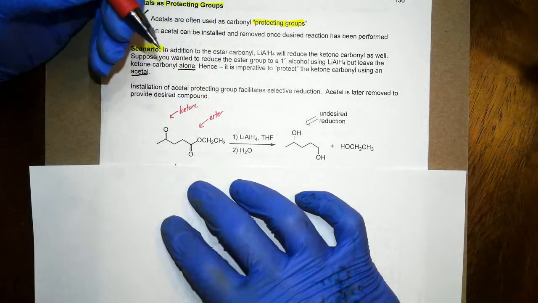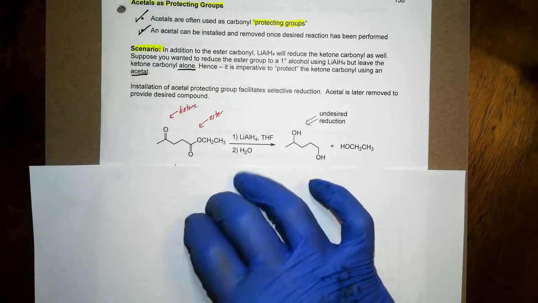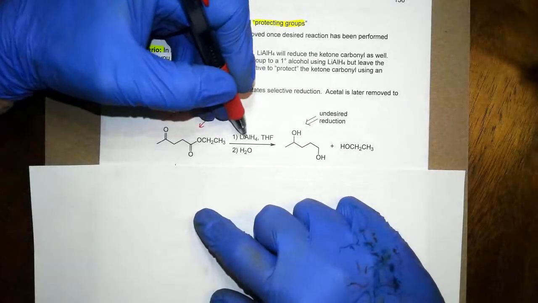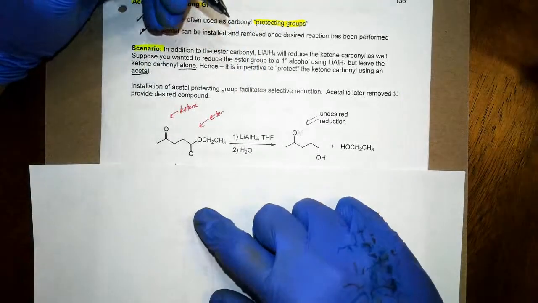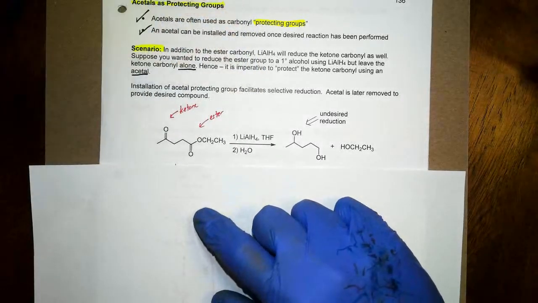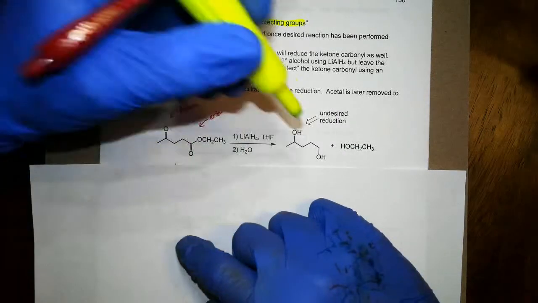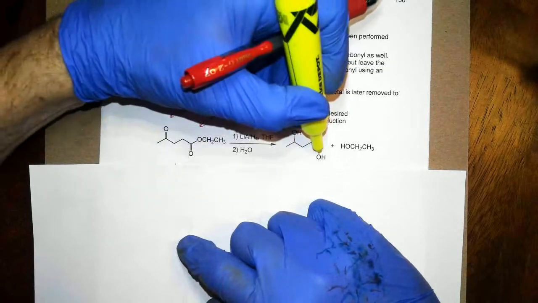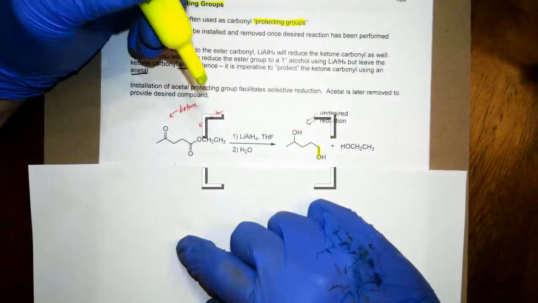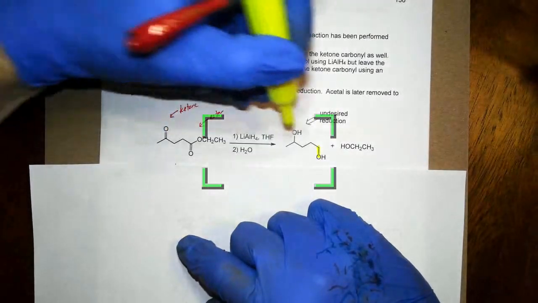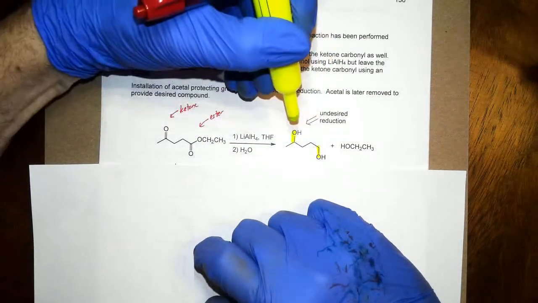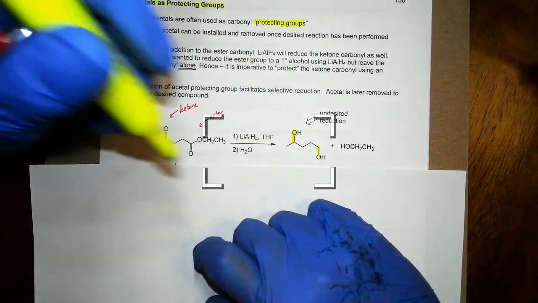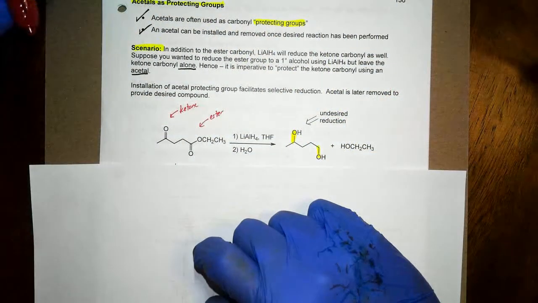Okay? So if you were to take this molecule and you were to add lithium aluminum hydride and quench it with water, what would happen? You're going to reduce both of the carbonyls. You're going to reduce expectedly the ester carbonyl to this primary alcohol, and expectedly you're going to reduce the ketone to a secondary alcohol. Okay, you end up with this diol here. Okay, and by the way, here's your byproduct, and we'll talk about that.